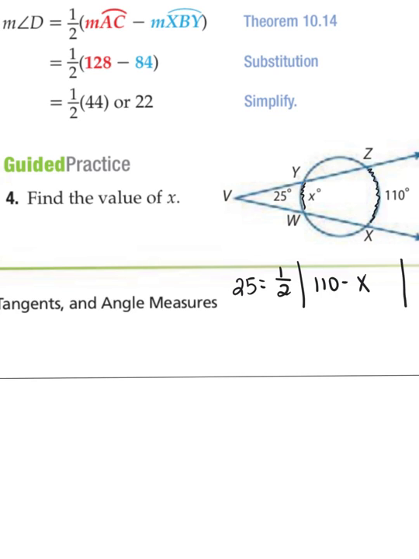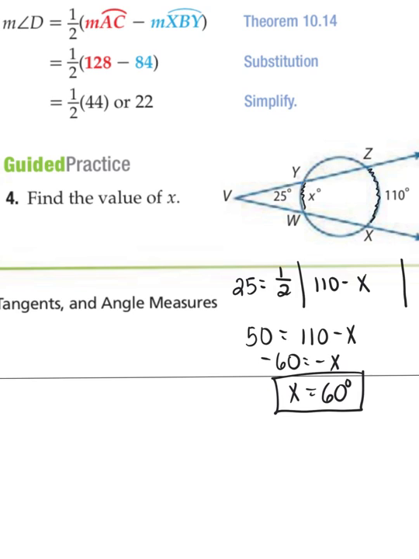Again, I highly recommend you multiply both sides by 2 to begin. That way you'll get your 50 over here and your 1/2 cancels away. Subtracting 110 from each side, we get negative 60 is negative x, or x must be 60 degrees. Did you get it right?